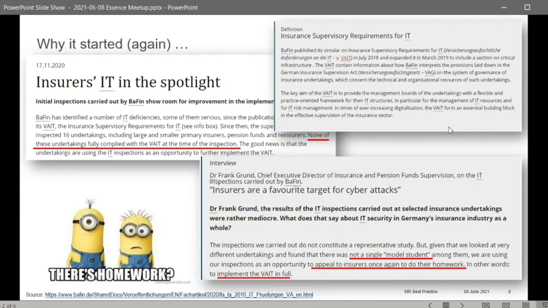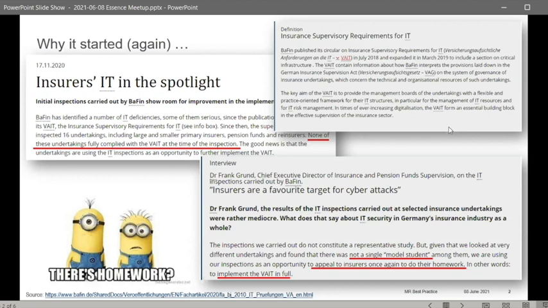So what BaFin told us was, well, you have great descriptions with all these slides and people are more or less doing the right things-ish, but what we are missing is a clear description with the word must. We are missing the word must. You must produce this and that product. You must follow this procedure. You must use this tool. You haven't described this as Munich-Re.